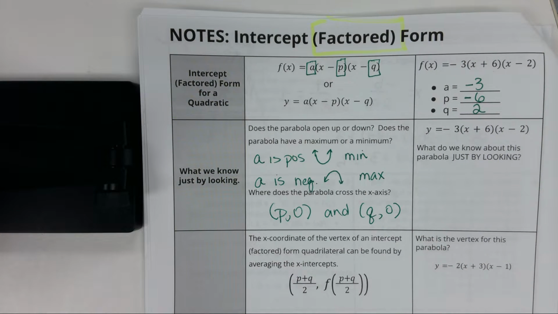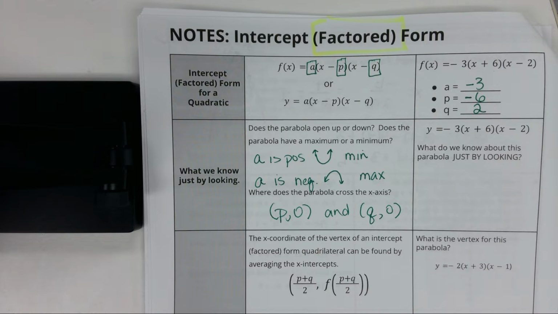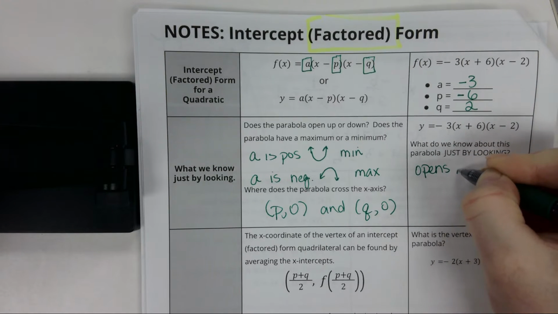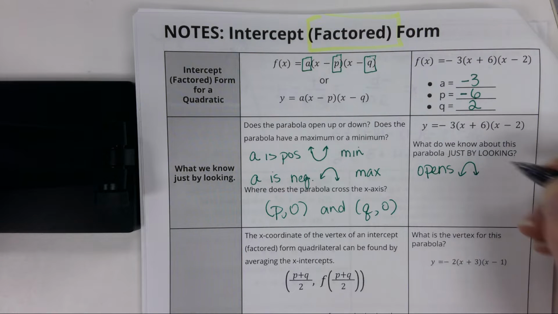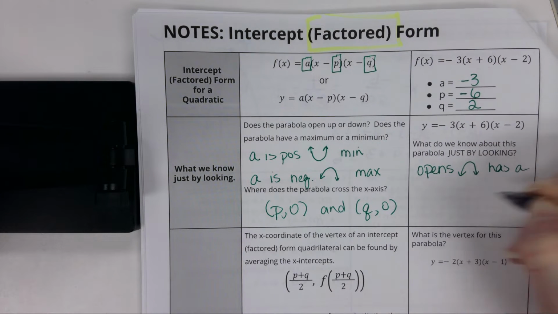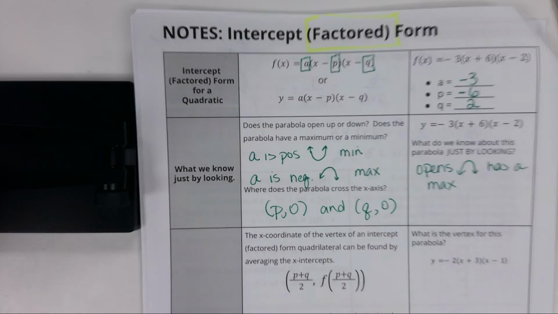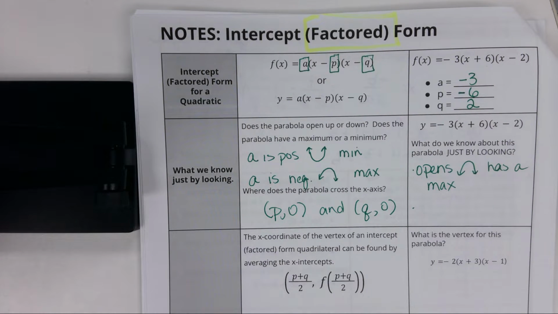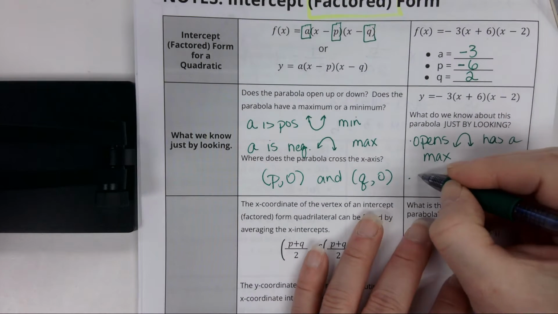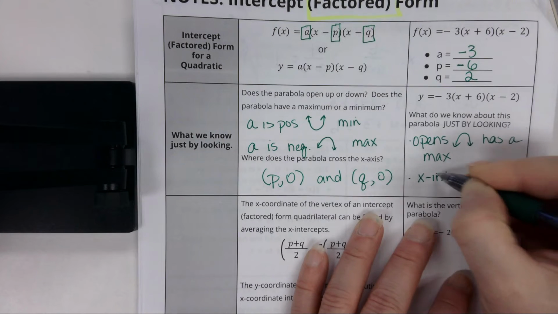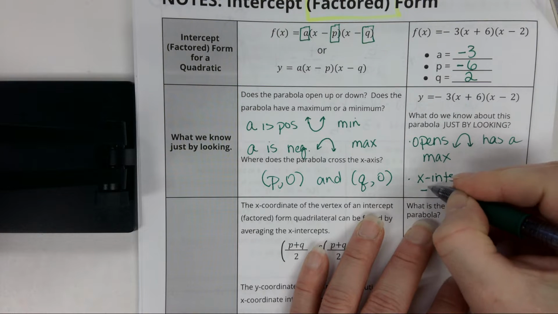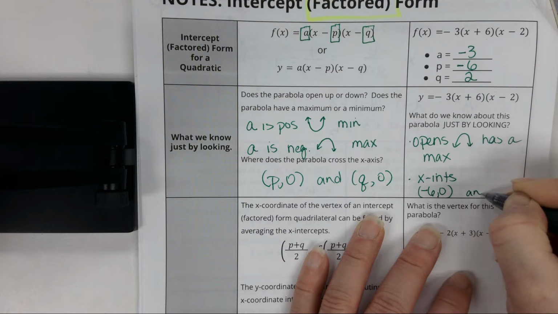Okay, let's use that on the example that I was giving you. Okay, so what do you know about the parabola? Somebody tell me what way it opens. This opens down. You said that already, right? Which means it has a max, right? Okay, and then the second thing is we know where it crosses the x-axis. So the x-ints, that's my abbreviation for intercepts, are at, remember it's the opposite, -6, 0 and 2, 0.